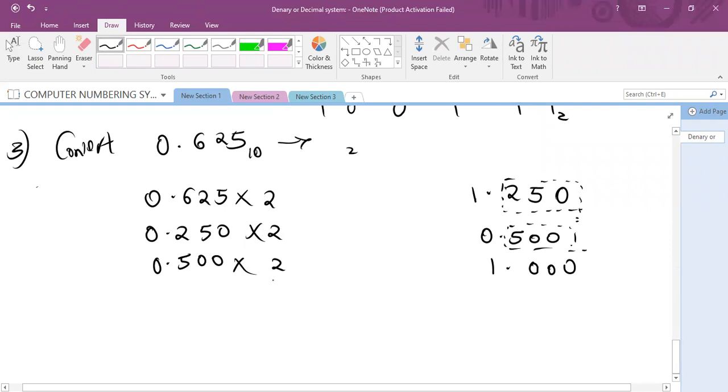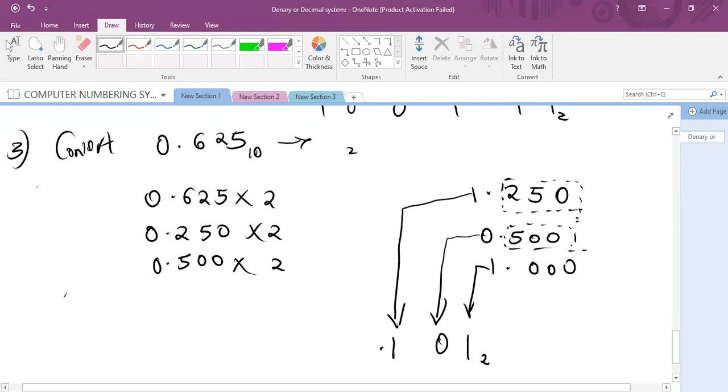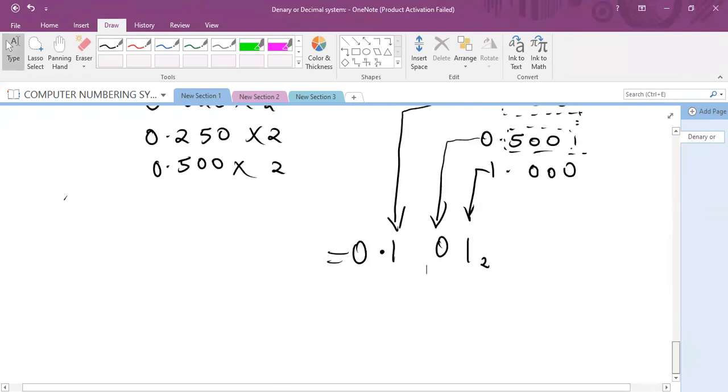Okay, so basically our answer is given like this. We note these values in front here. So this, then this. So 101 to base 2. 0 point, okay? So 0.101. This is going to be our answer in binary form. Okay, fine. Let's take up another example.